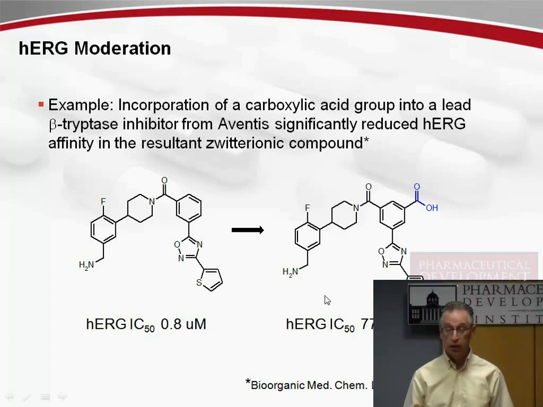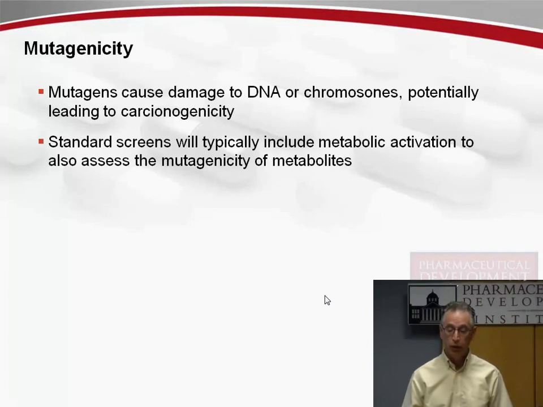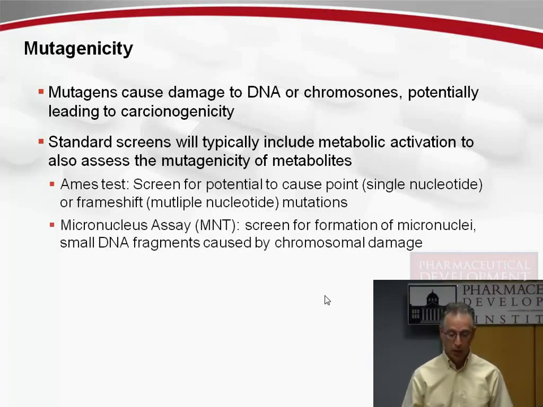Mutagenicity, of course, is a key problem in drug development. Mutagens cause damage to DNA or chromosomes, potentially leading to carcinogenicity. Standard screens for testing for mutagens include metabolic activation to assess any mutagenicity of metabolites that may be formed upon dosage of a drug. The Ames test is one of the classic tests for mutagenicity. Others include the micronucleus assay, the COMET assay, and the chromosomal aberration assay.